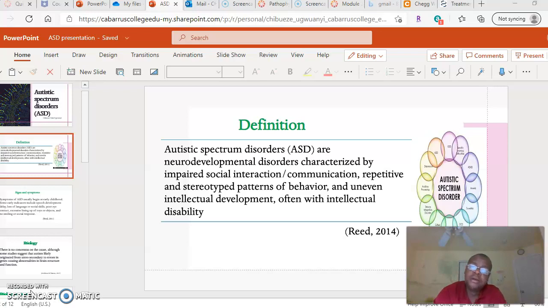So first, let's find out what ASD is. Autistic spectrum disorder is a neurodevelopmental disorder characterized by impaired social interaction, communication, repetitive and stereotyped patterns of behavior, and uneven intellectual development, often with intellectual disability. This condition is very complex and very notable, especially among therapists that work in a school district. Most of the time, we see some kids that have this condition.